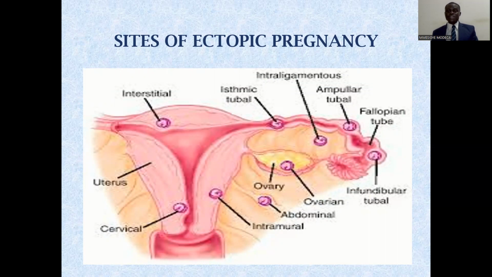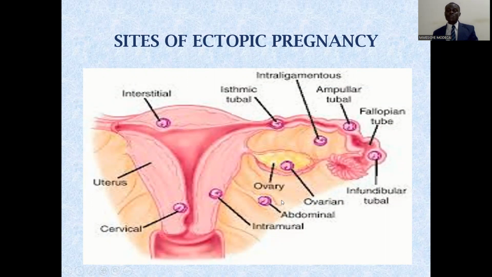The sites, as we are seeing on the projected diagram, are several. One is the ovary itself. We are looking at the ampullary tube. There is the fallopian tube at the ampulla. We are looking at the ligament, the isthmus, the interstitial, then there is the uterine muscle. We look at the cervix, and talk about the intramural, even the abdomen.